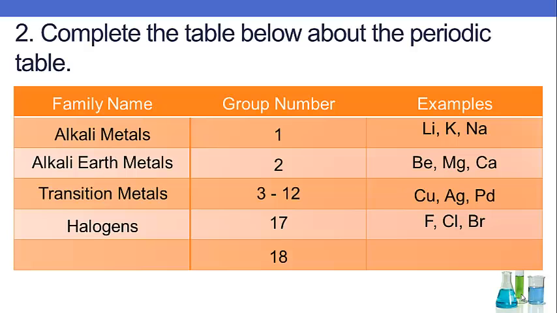Next, the last column, group number 18. These are our noble gases. These are helium, neon, argon, all of that column 18. These are all gases. They are non-reactive. They have stable, complete valence shell electron configurations, which just means that they don't react with any of the other gases.